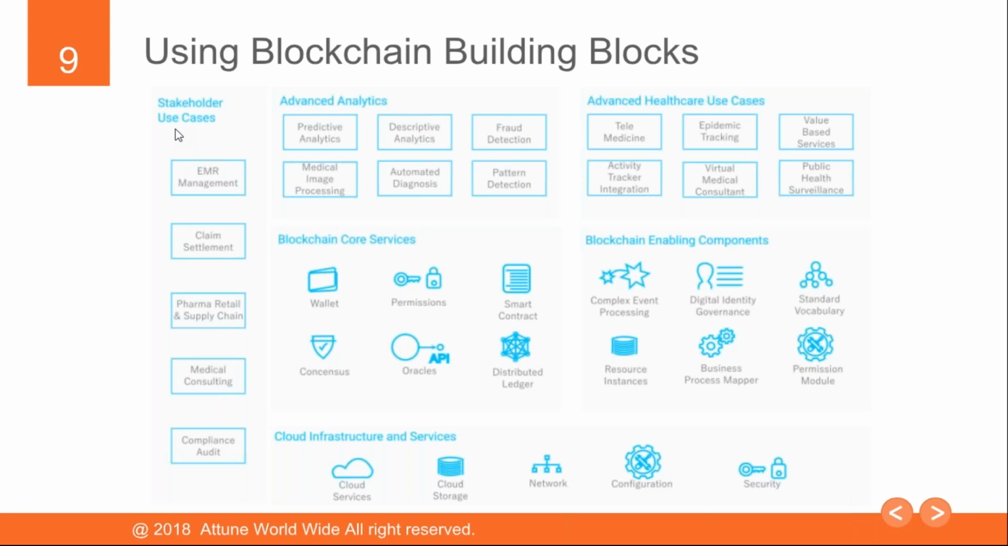So we have a smart contract, a distributed ledger, permissions, and a wallet. The wallet will come in Ethereum in Action. The second webinar that we are going to see in the series is Ethereum, how to create the wallets. Then we have components like standard vocabulary, resource instance, and cloud infrastructure. So this is a complete scenario, very detailed blockchain building blocks, showing how it is working. Clear? Any questions on these building blocks? Okay, let's move forward.